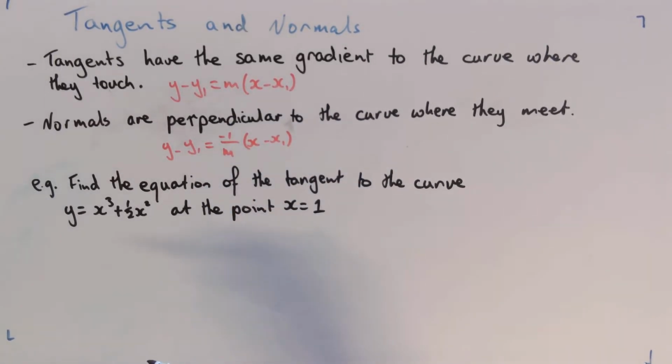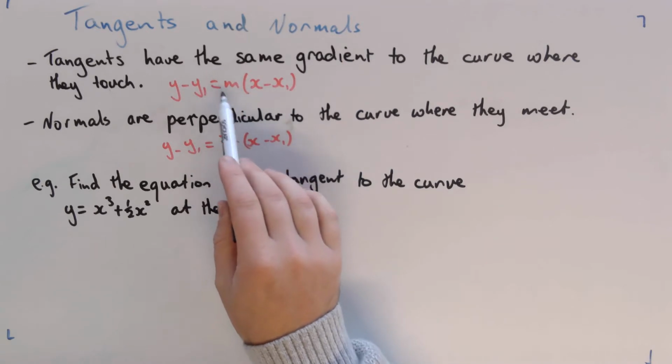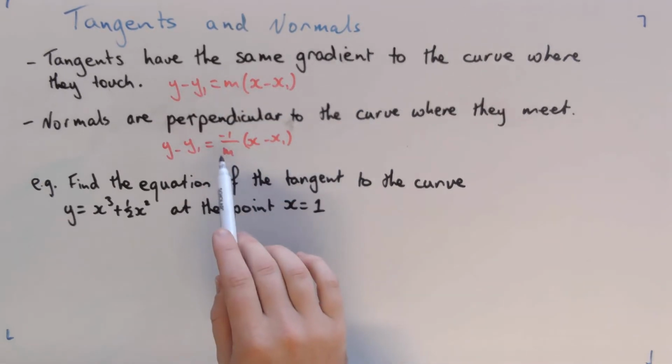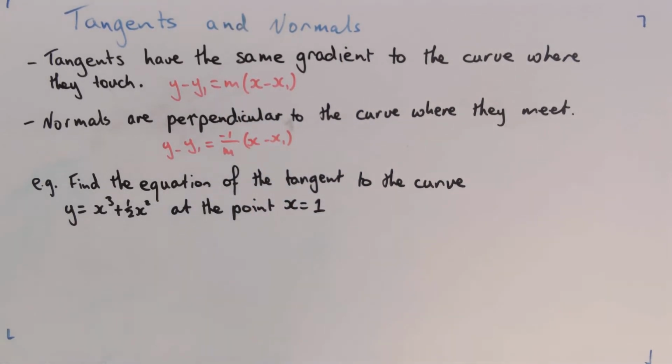Now what we're going to be doing is finding the derivative of a function, subbing in a value and getting the gradient of our tangent or normal through that. So we'll do this through a few worked examples.